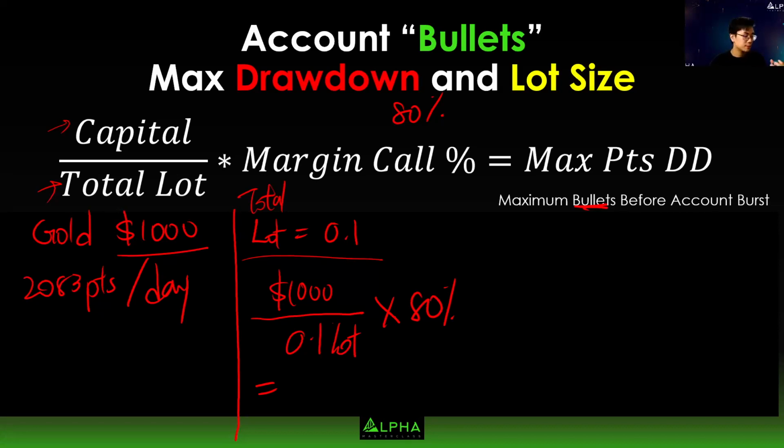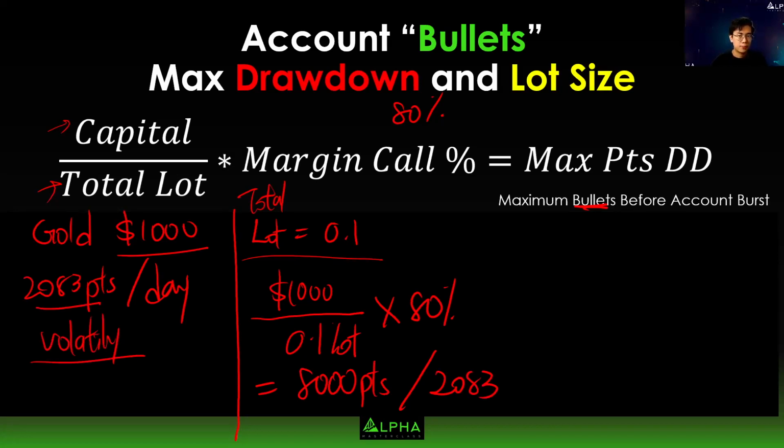Okay, let's do the calculation first. What number do you get? 1,000 divided by 0.1 times 80%. Correct, 8,000, and this 8,000 is in points. Now take this number and divide by 2083, the daily volatility, the price movement in a day. What would be the number? 3.84. Thank you so much. Now, 3.84 is in days.